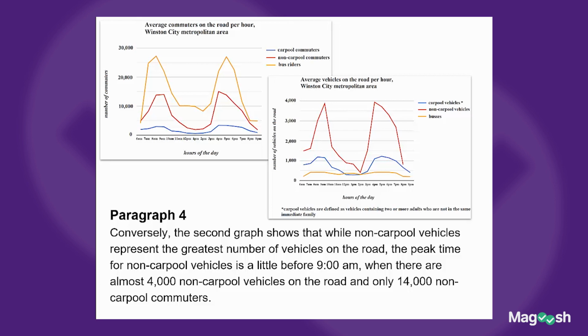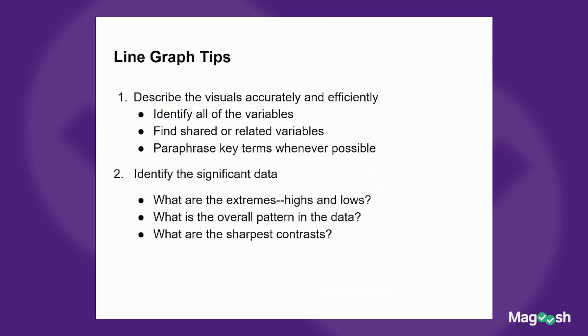Notice the ways we've organized the major contrast, the data that has the sharpest contrast in the two graphs. In paragraph 3, we looked at buses and how there are so many bus riders compared to the number of buses on the road, and then conversely, a kind of opposite relationship in paragraph 4, talking about non-carpool vehicles and non-carpool commuters. All right, so we've looked at how to apply these tips in our sample response to the line graph visuals we have for task 1.